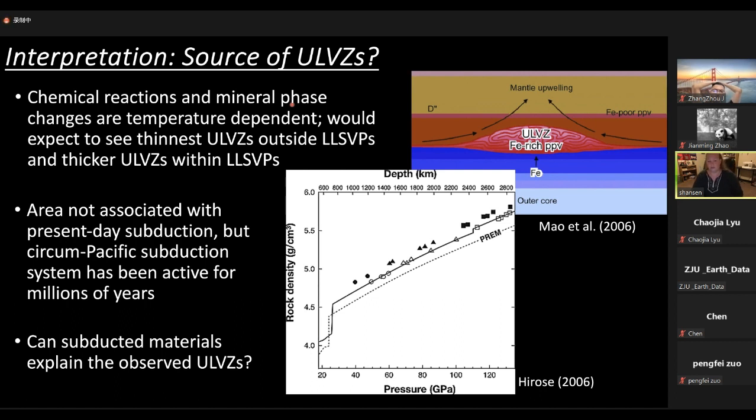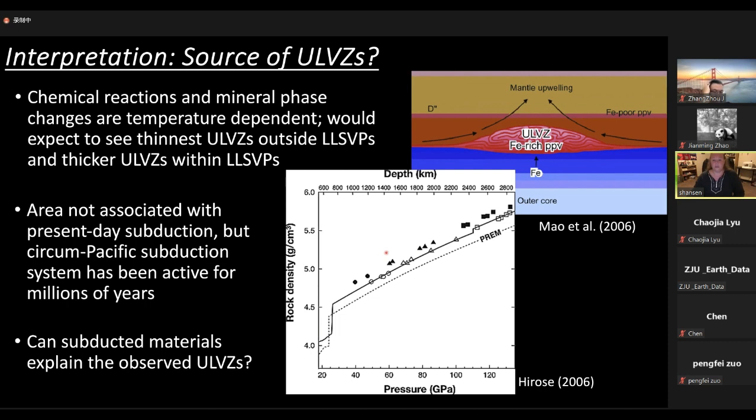So this brings us back to the idea of subduction and subducted materials in the lowermost mantle. And as you may recall, I told you earlier in the talk that Antarctica is not actually associated with any present day subduction system. But subduction around the Pacific Ocean, the circum-Pacific subduction system, has been ongoing for millions of years. And so this begs the question of whether or not subducted materials might be able to explain the ULVZs in our study region.